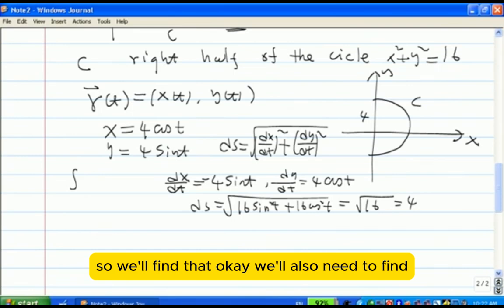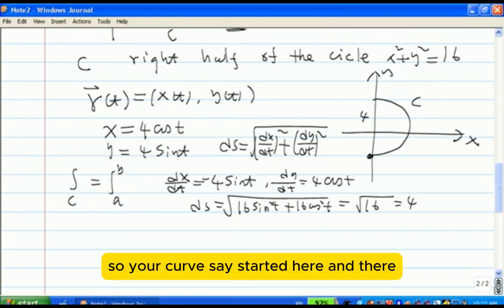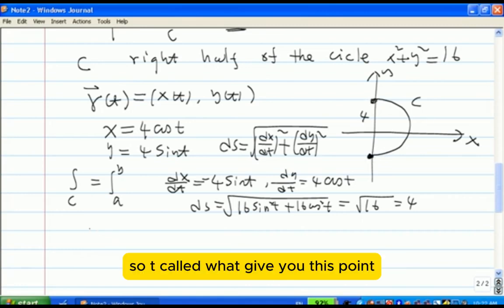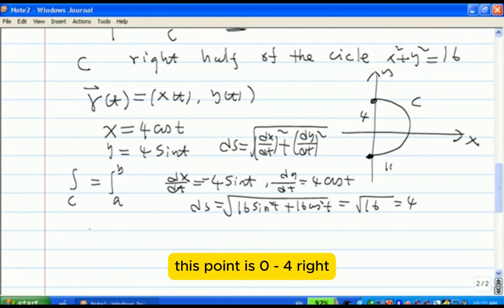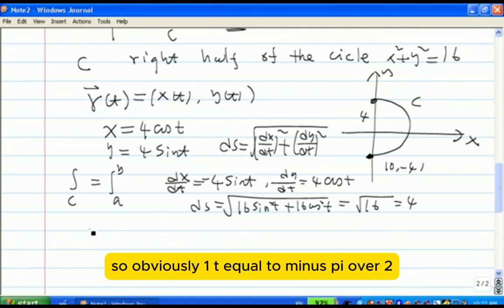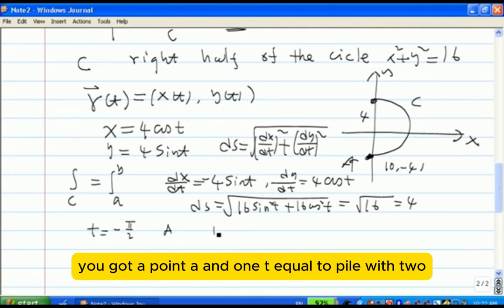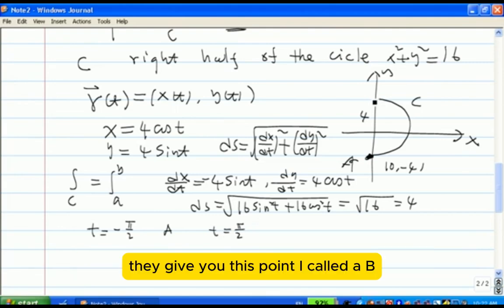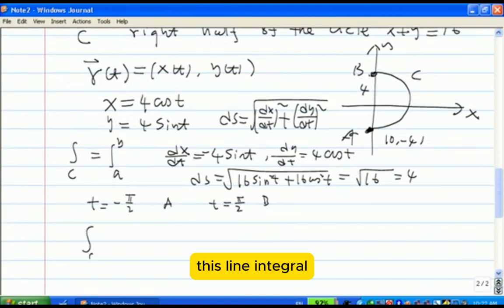We'll also need to write this integral over C as something from a to b. Your curve starts here and ends there. So t equals what gives you this point? This point is (0, negative 4). Obviously, when t equals minus pi over 2, it gives you this point, which I call point A. And when t equals pi over 2, it gives you this point, which I call B. Therefore, this line integral over C, let's see what do I have here.